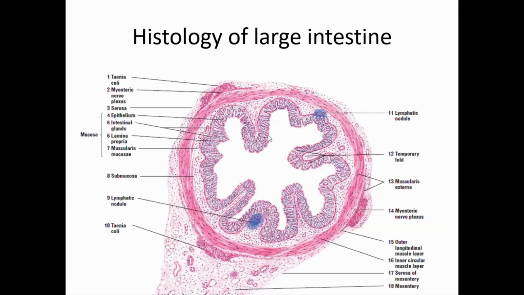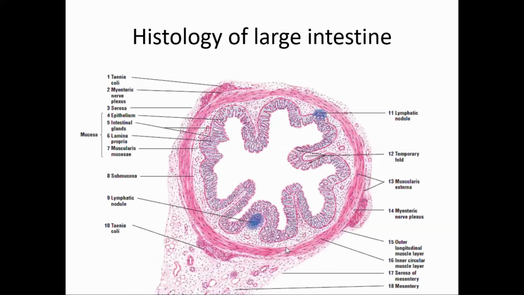What are the identifying features of this large intestine? Taenia coli. And the taenia coli is formed by the thickening of the longitudinal muscles. Now, the longitudinal muscles are not regular. They do not line all the surfaces of the wall of the large intestine. They thicken to form the taenia coli.